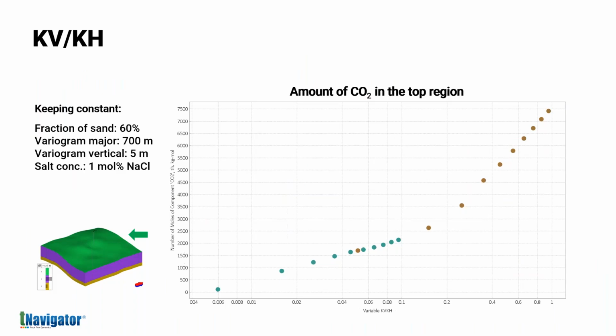The effect of KV/KH, this combined two separate experiments with different ranges, but the story is the same. So we have constant fraction of sand at 60%, 700 meters major lateral range of the variogram, and 5 meters vertical, and 1% sodium chloride concentration. And we can see that at very low KV/KH, as expected, we have no CO2 breakthrough in the top layer. And as we increase it, we have more and more CO2 in the top layer. There's an interesting inflection point somewhere between 0.1 and 0.2. So that's also interesting to note.